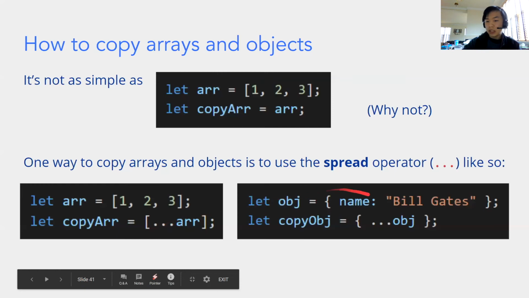Same thing with objects. If we have an object with some property, we can unpack it with the spread operator and stick it inside of a new object. So it just extracts all of the contents and creates a new object with those contents. This is good because it's no longer pointing to the same guy. You really did create a new object somewhere in memory.